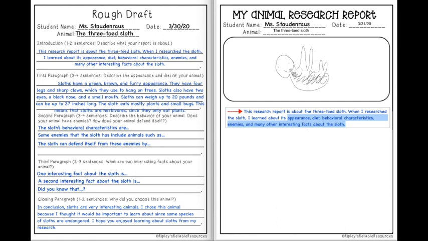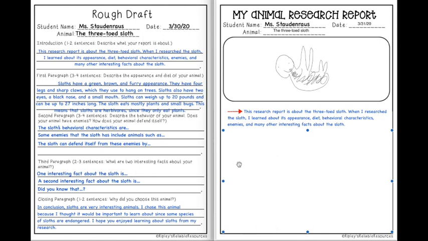Because we could talk about pretty much anything when it comes to animals. We could write a whole research report just about what they eat or just about their behavioral characteristics. But in this research report, I'm going to talk about all these things. Okay. So make sure when you're writing your introduction, you introduce your categories that we talk about.